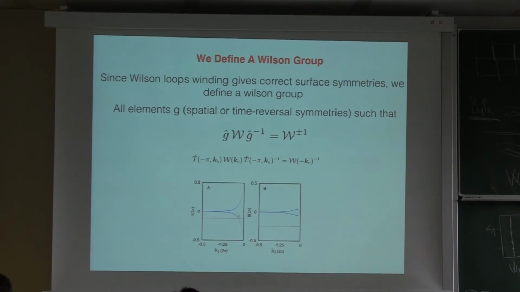Okay? The moral of the story is that whatever symmetry G I've got, when it acts on the Wilson loop, it gives me the Wilson loop times plus or minus 1. And that means that I have a Wilson group. So now I can define a Wilson group where instead of just looking at the Brillouin zone or at the symmetries of the system plus translation, I'm trying to extend my symmetry by the way the group acts on the Wilson line.